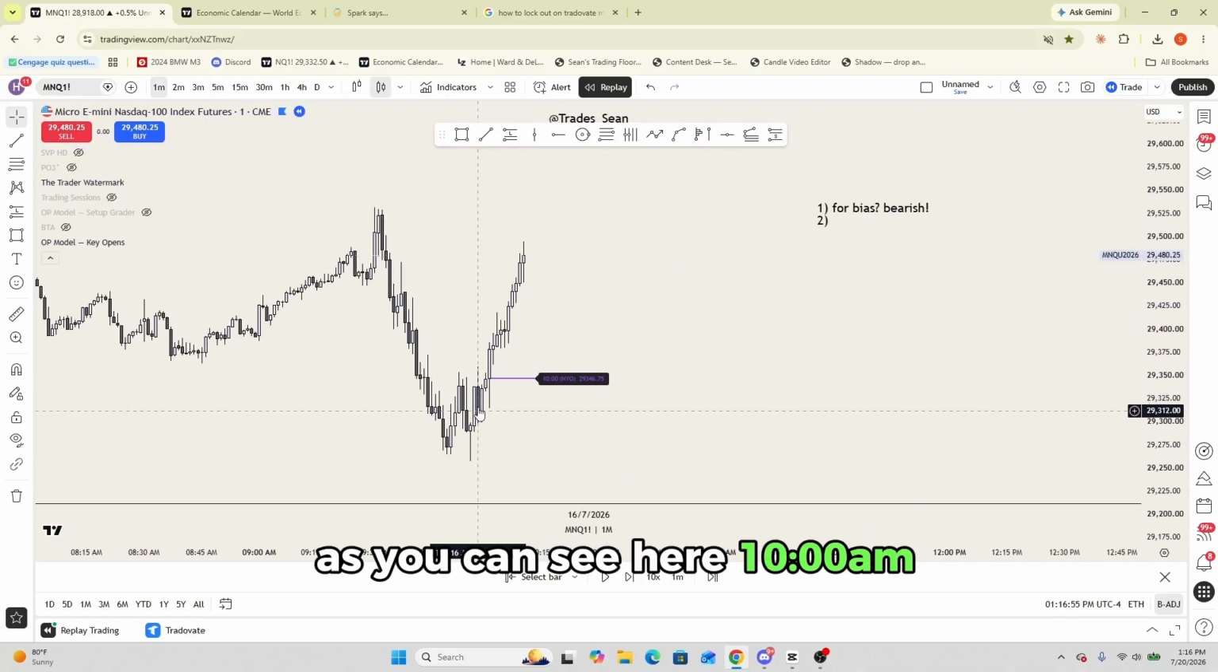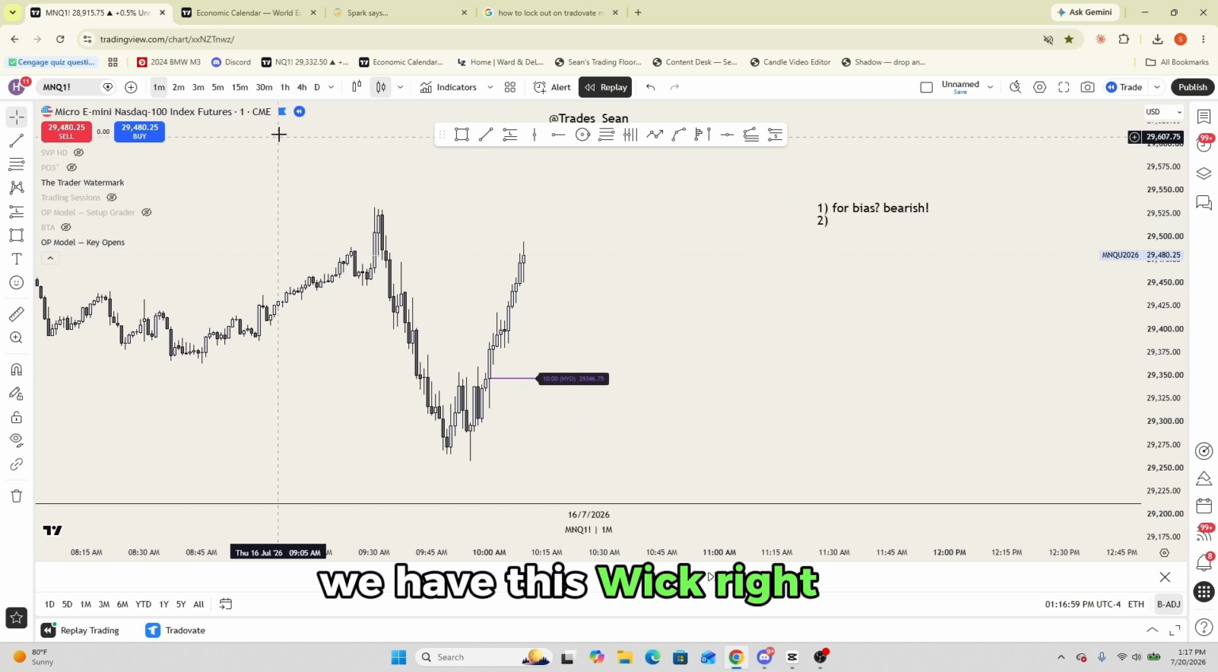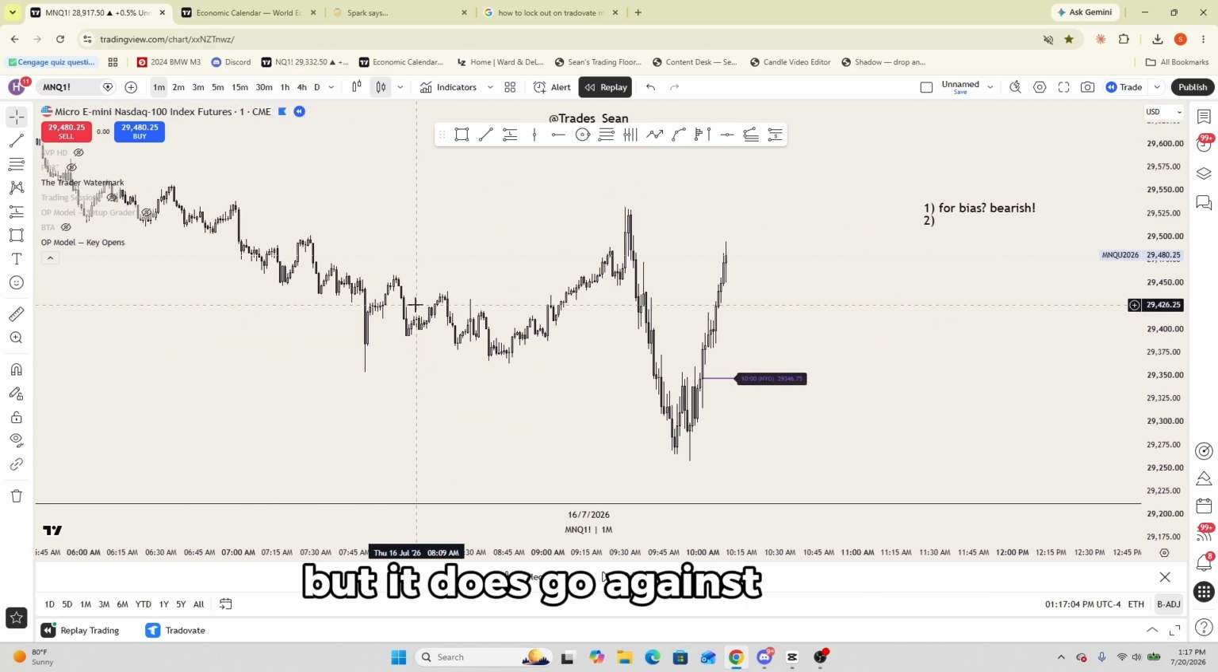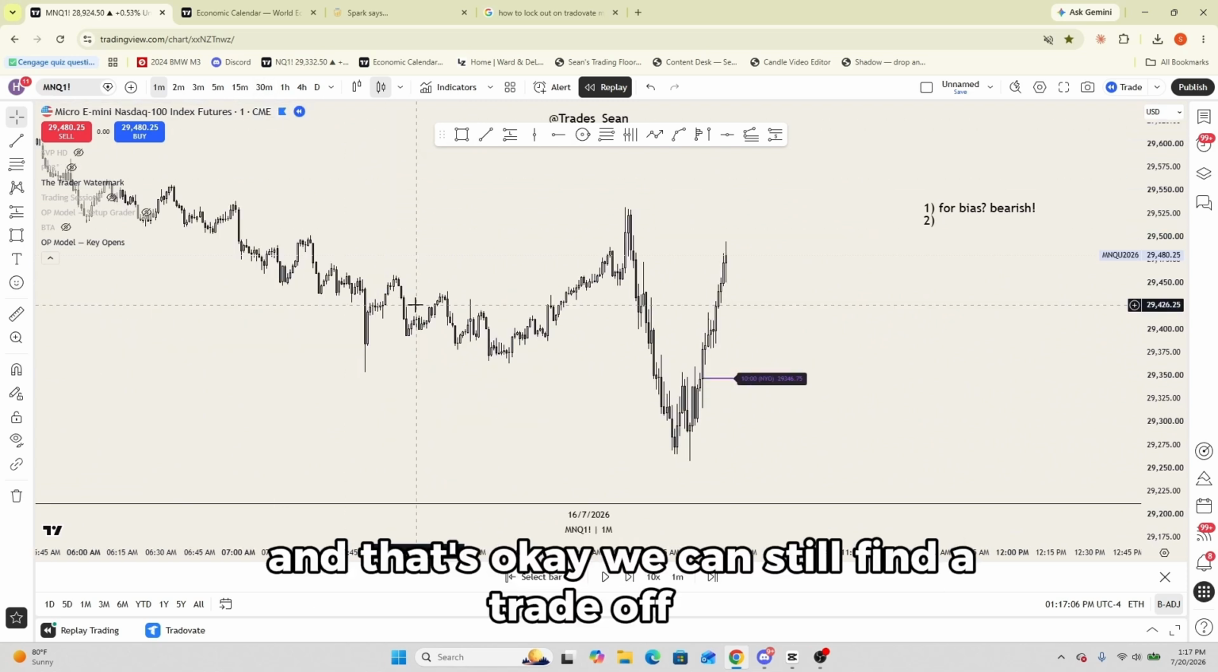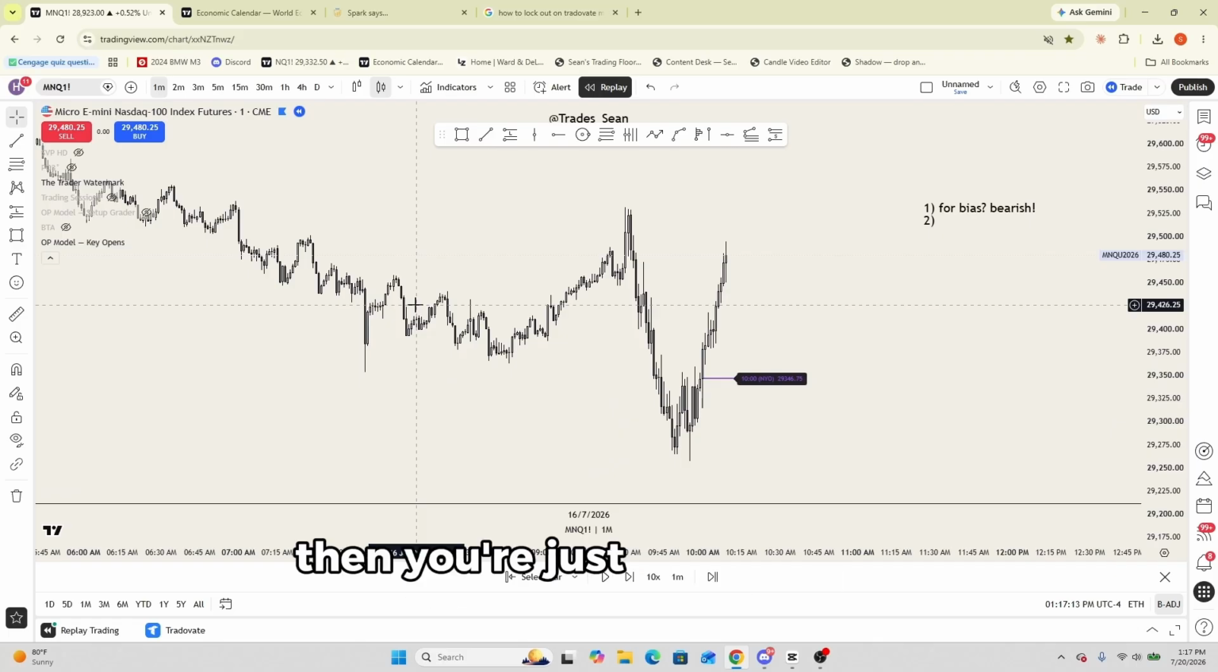As you can see here, 10 a.m. forms. We have this wick right here, but it does go against our bias, and that's okay. We can still find a trade off of it if you want to or not. Then you're just going to have to adjust your risk accordingly to how the market's moving.